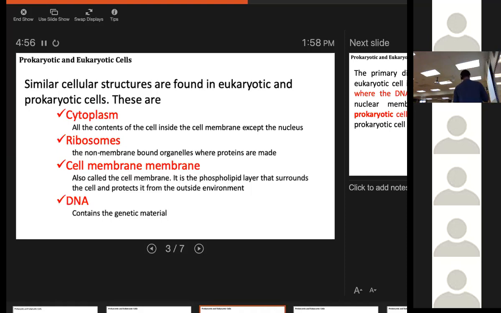All cells also have ribosomes. Ribosomes are tiny little circles, basically, and they build proteins inside living things. Now, ribosomes are technically considered to be an organelle, but they're different than other organelles. So even prokaryotes have ribosomes.